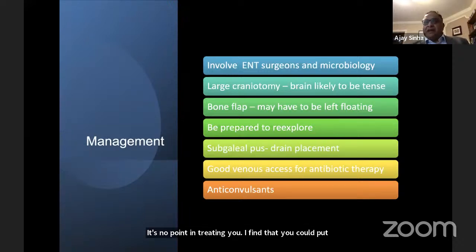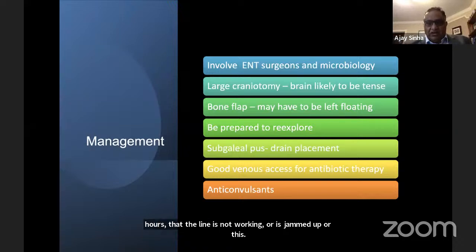We tend to use a PICC line for all these children. They get a PICC line put in at the same setting because we need antibiotics for a good few weeks. Having good venous access takes care of such a lot of problems. Otherwise, we will be called every few days, every few hours, that the line is not working or it's jammed up. So getting good venous access is the key, and that saves a lot of problems.